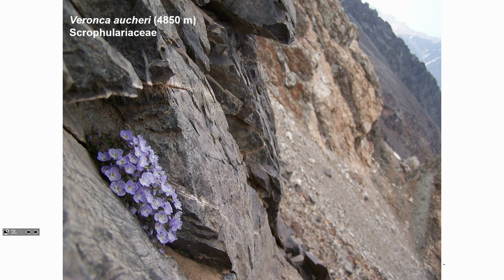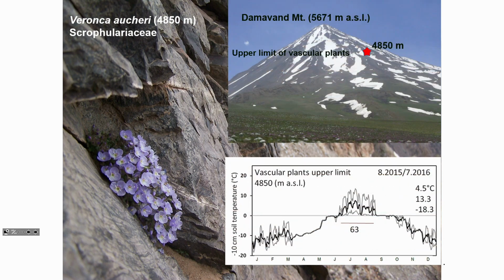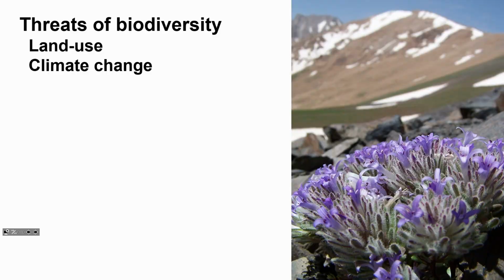And this is Veronica aucheri, the highest vascular plant in Iranian mountains in Alborz that I found. Above this, we don't know any vascular plant. It is at 4,850 elevation, and I also put a temperature logger in its habitat to see how the situation is. And as you can see, very, very cold situation in winter time, short summer, and summertime is also very cold.